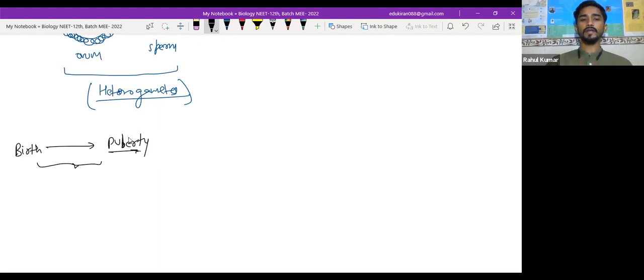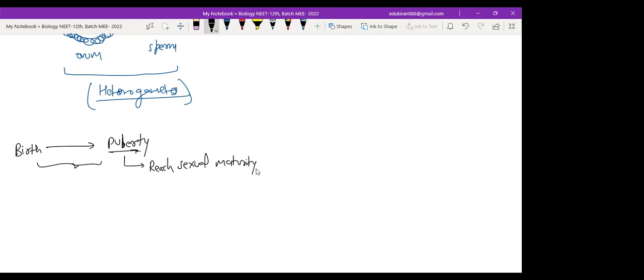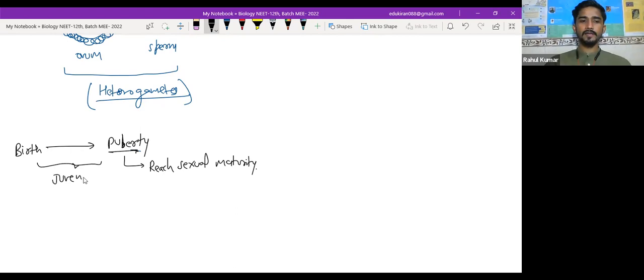From birth to puberty. What happens at puberty? At puberty, we reach sexual maturity. Juvenile phase. Yes, it's known as juvenile phase. Now, every sexually reproducing organism has a juvenile phase and a sexual maturity phase where it reaches sexual maturity. Sexually reproducing organisms cannot start reproducing the moment they are born. So for humans, that is a very long time from birth to puberty.